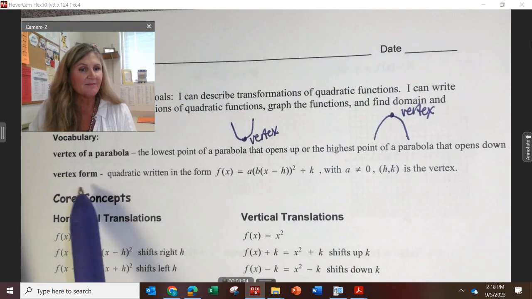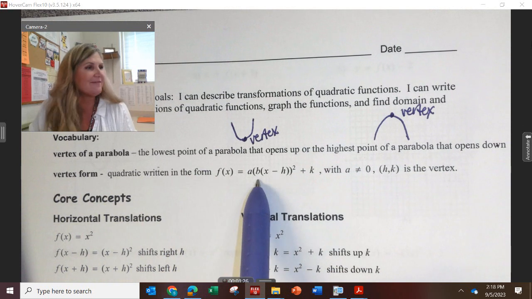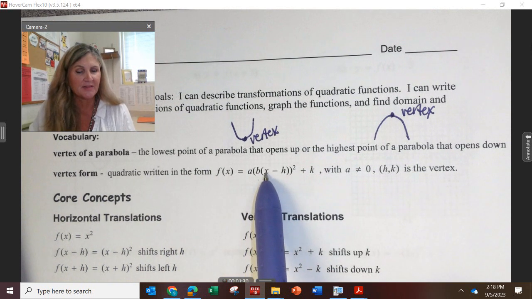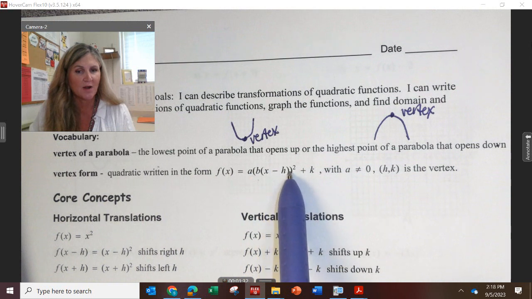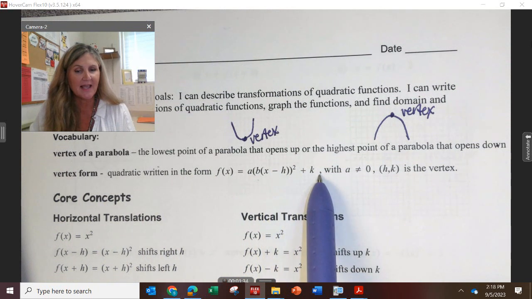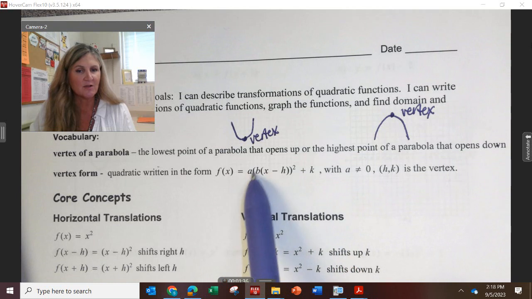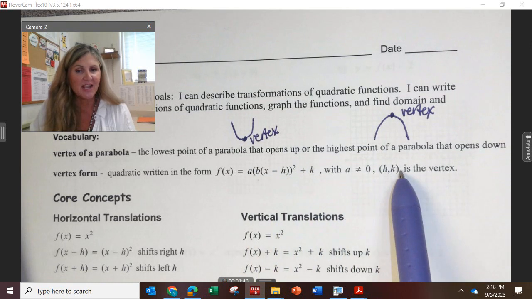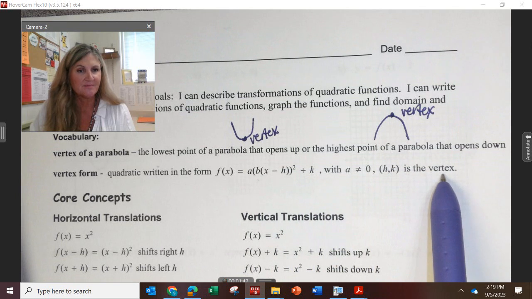All right. Vertex form. If we have a parabola that's written in this form, where it's a(x - h)^2 + k, as long as A doesn't equal 0, because if A is 0, the whole thing disappears, (h, k) is going to be the vertex.